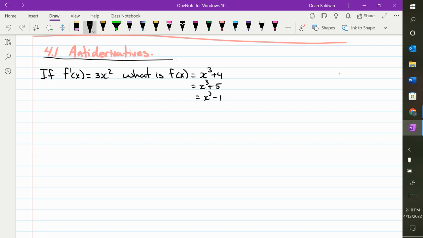So the technical answer that you should write is that f of x is equal to x cubed plus c, some constant. It could be any constant. Now, to find that constant, we'll do it later today. You need some more information, but we're not going to worry about that right now, okay? But you have to write x cubed plus c when you're doing an antiderivative because the derivative of any constant is 0, okay? We call c the constant of integration.